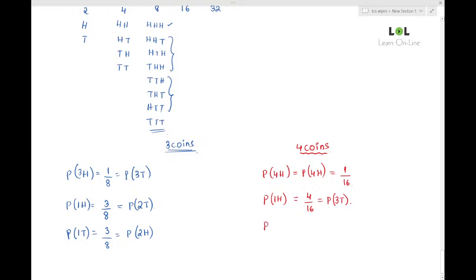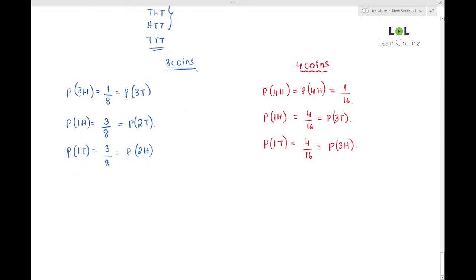Likewise, suppose I ask you the probability of 1 tail, this is also 4 by 16. Why? Where do I get that 1 tail? In the first coin, or in the second coin, or in the third coin, or in the fourth coin. So 4 favorable cases out of 16 cases. This is the same as the probability of 1 tail, and this is also the same as the probability of 3 heads. Even if I ask for the probability of 3 heads, the answer will be the same.